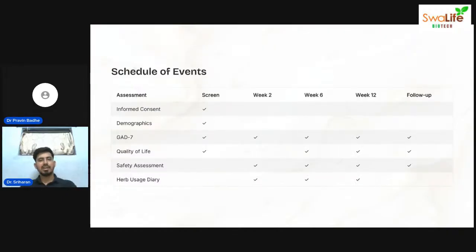This is the schedule of events, our trial calendar: the informed consent form, what to do, when to do. Our demographic screening and GAD general anxiety scaling, quality of life, safety of environment, herb usage, dietary. Screening takes place for baseline. The screening deals with baseline characteristics. First, we start before the study; this screening is the first baseline characteristics. After that, week 2, week 6, week 12, and follow all as scheduled by the schedule of events.